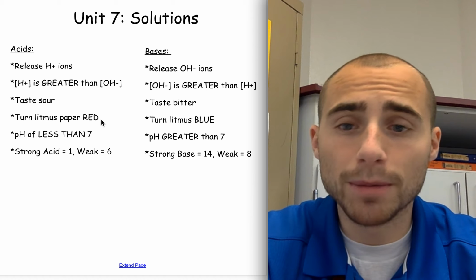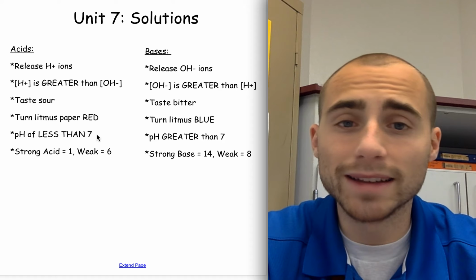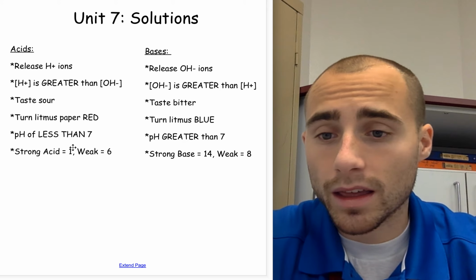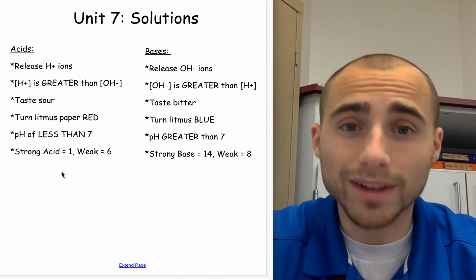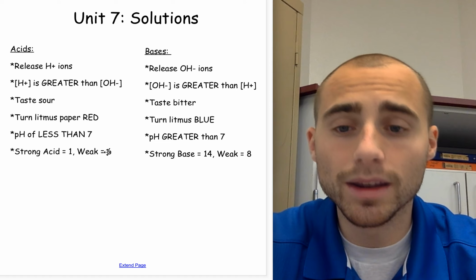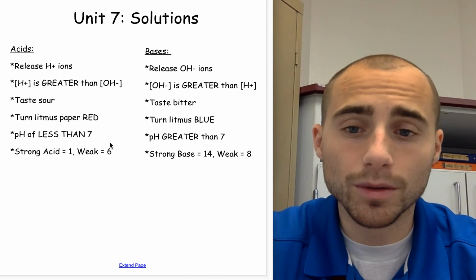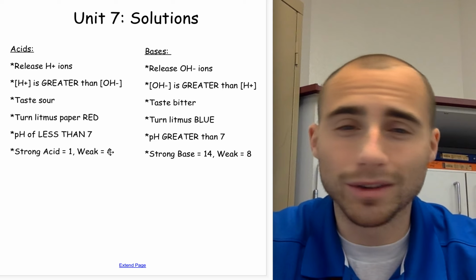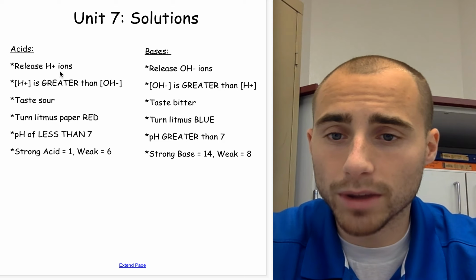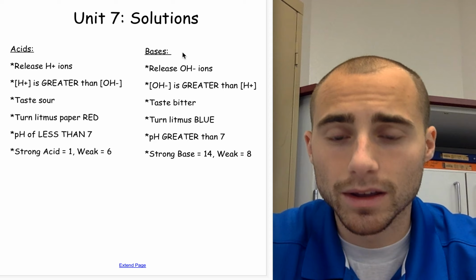They turn litmus paper red. They have a pH of less than 7. And if you look at the pH scale, a strong acid is a 1, like hydrochloric acid or something along those lines. A really weak acid would be 6 because it's approaching neutral. So all of that is important: H plus greater than OH minus and everything else.